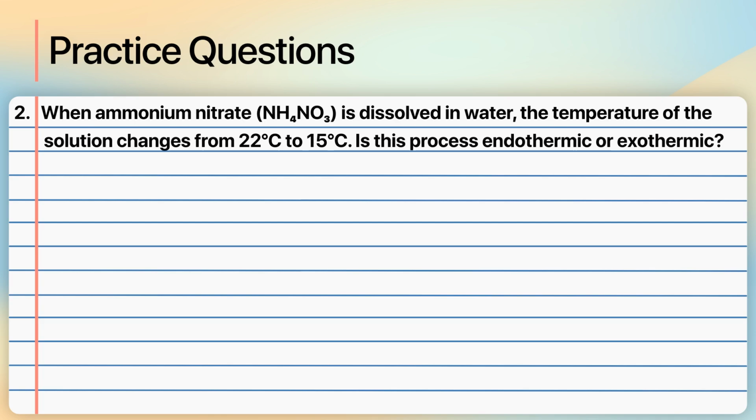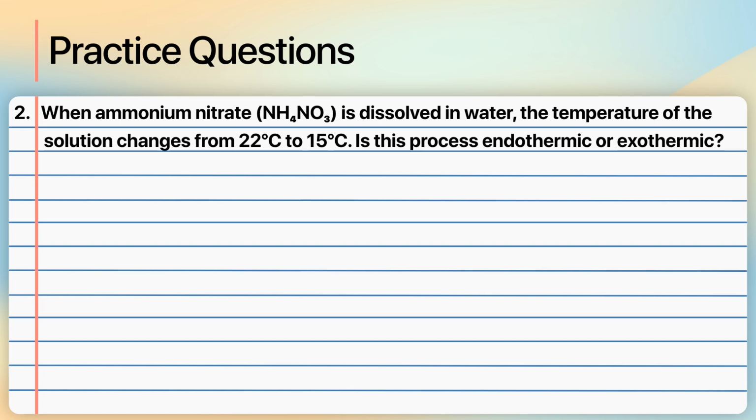Here is our second question on dissolving ammonium nitrate in water. When ammonium nitrate, NH4NO3, is dissolved in water, the temperature of the solution changes from 22 degrees Celsius to 15 degrees Celsius. Is this process endothermic or exothermic? Pause the video here to have a go yourself.